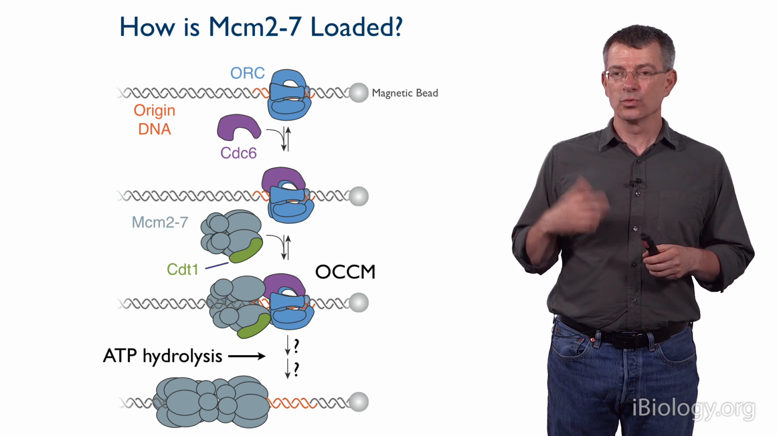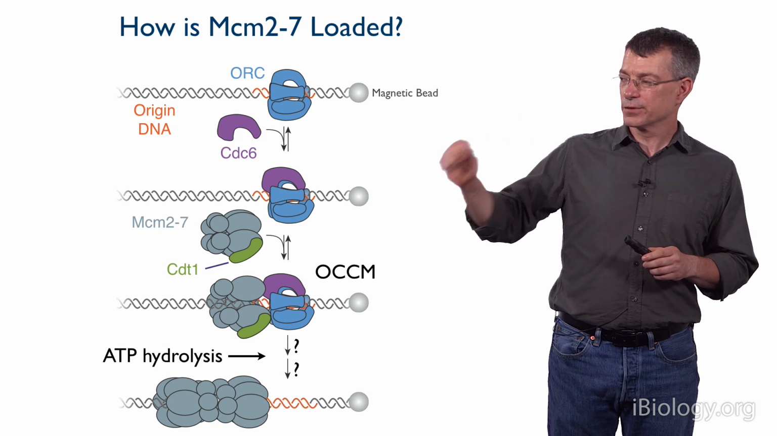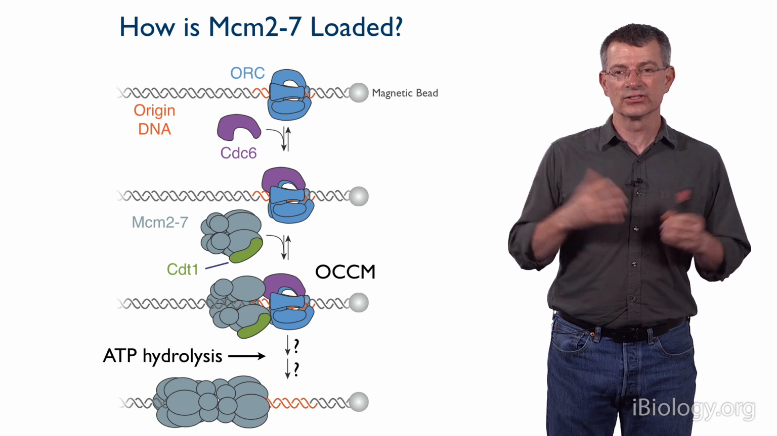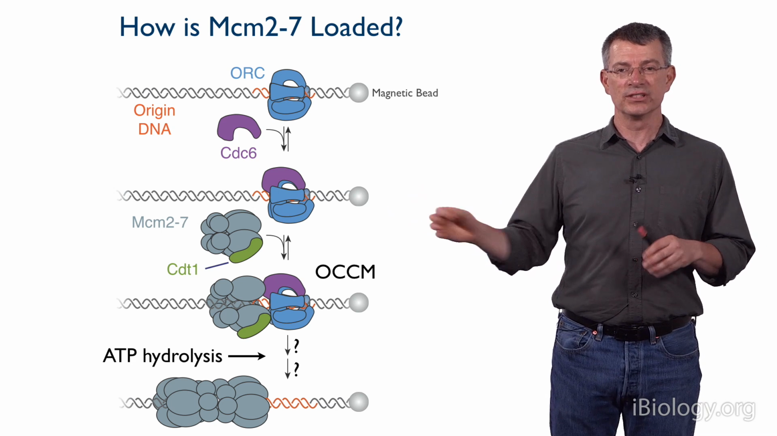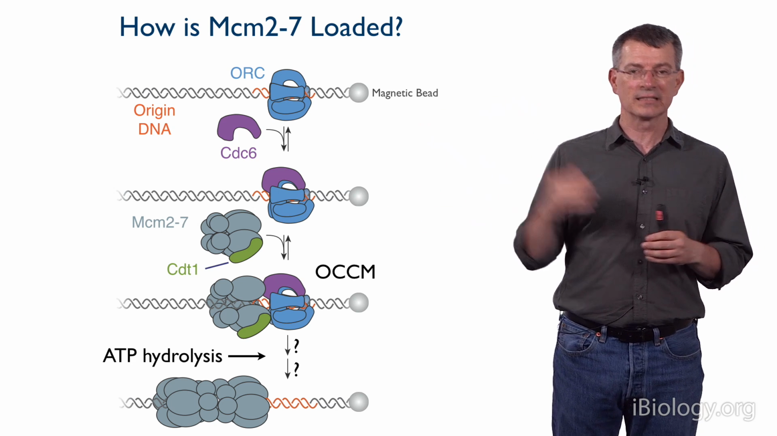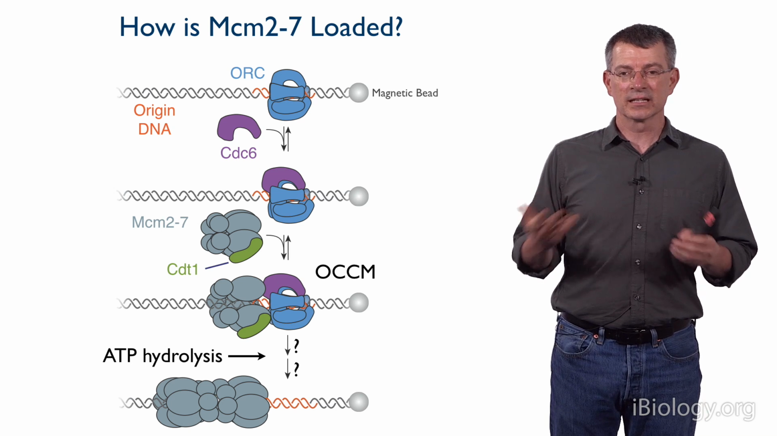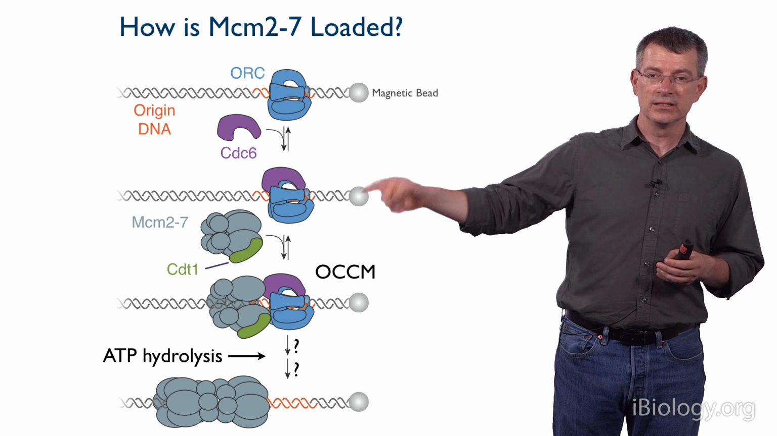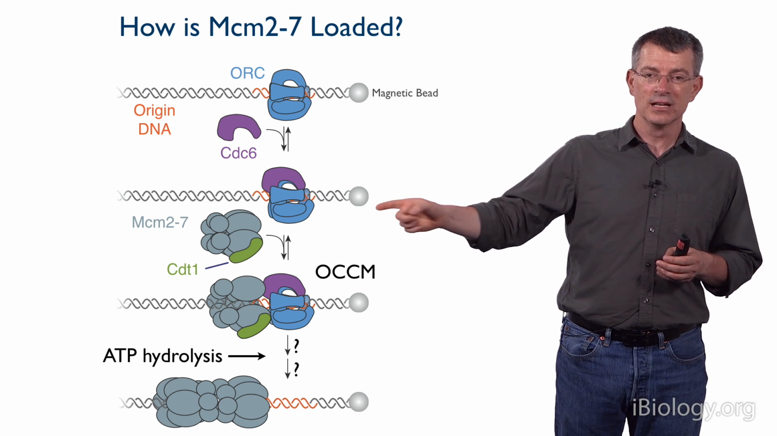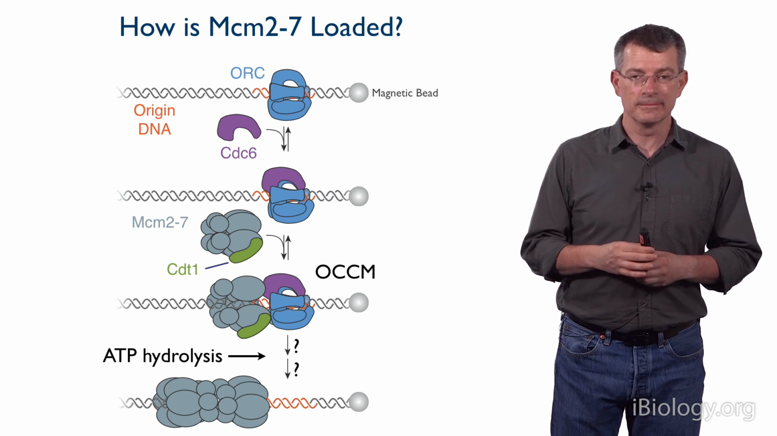Now, this kind of approach worked very well to understand the first requirement for any of these factors. So, for example, you could leave ORC out of the reaction and none of the other proteins would associate, indicating that it acted at an initial step. In contrast, if you left Cdt1 out of the reaction, you get the ORC binding, you get ORC-CDC6 interaction, but you never got the OCCM.